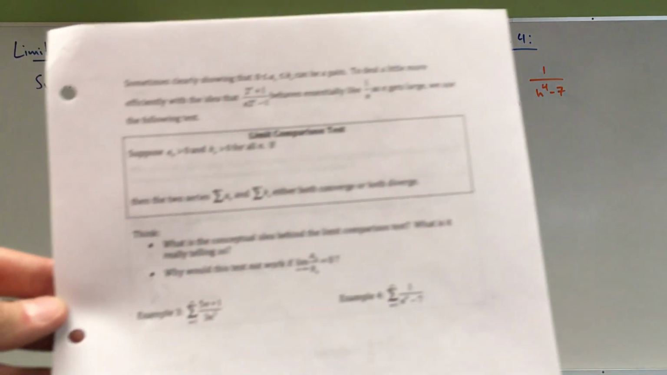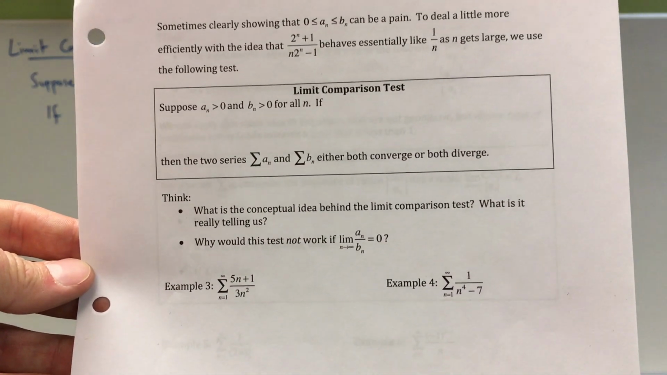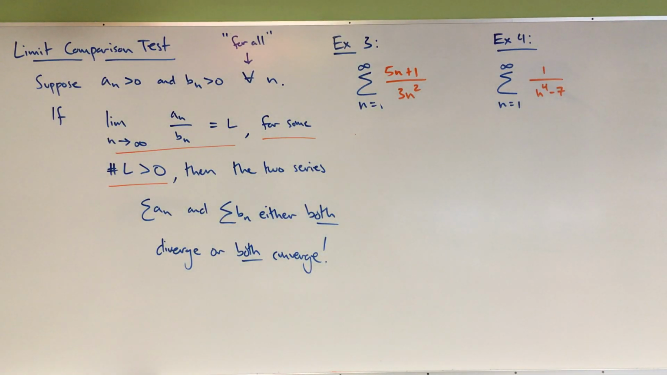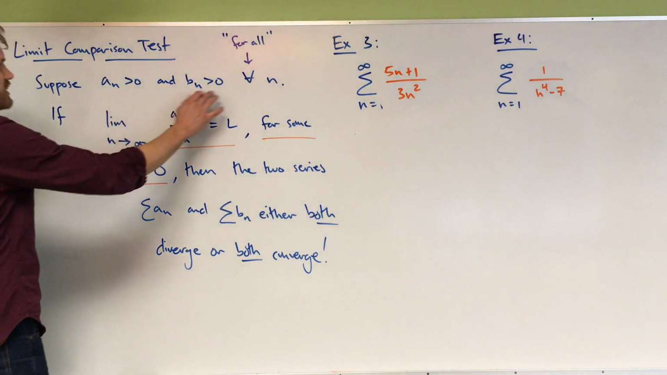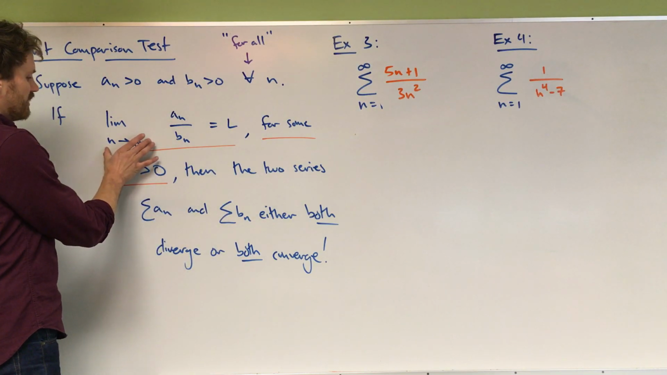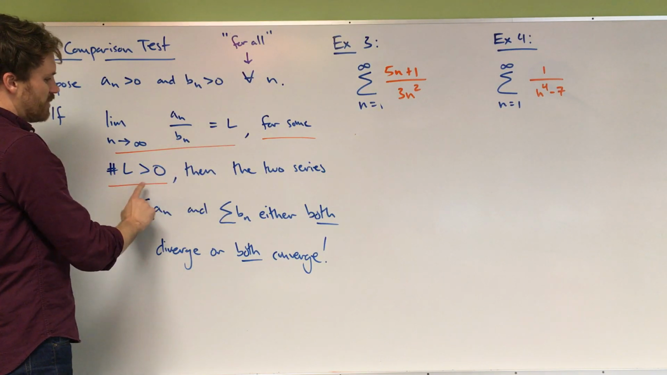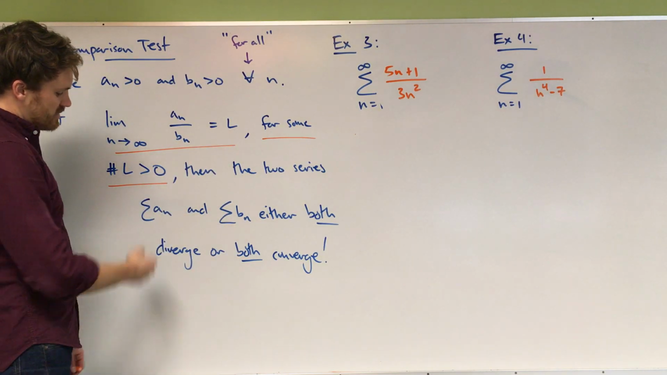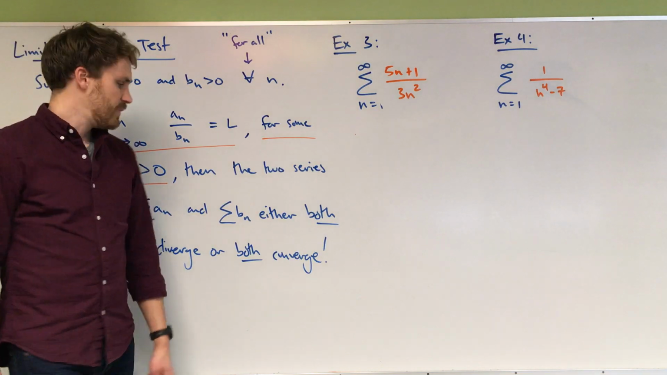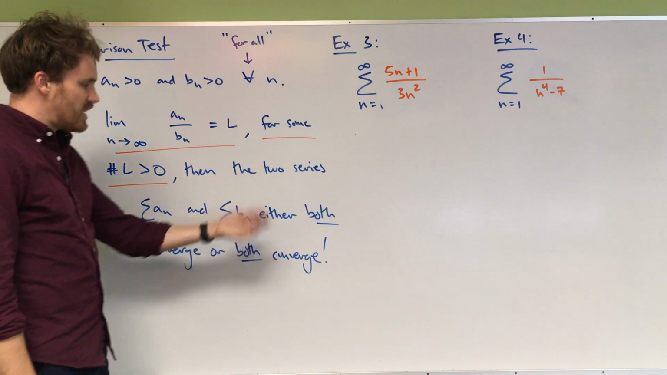In case you wanted to write notes on this with this lovely little sheet, you could pull this up. It's the second page of our test for comparison. So the limit comparison test says if you've got two sequences that are positive for all n, then if you take the limit as n approaches infinity of their ratio and you get some positive number, then the two series, the series of a sub n and the series of b sub n, either both diverge or both converge. So they behave the same, basically.